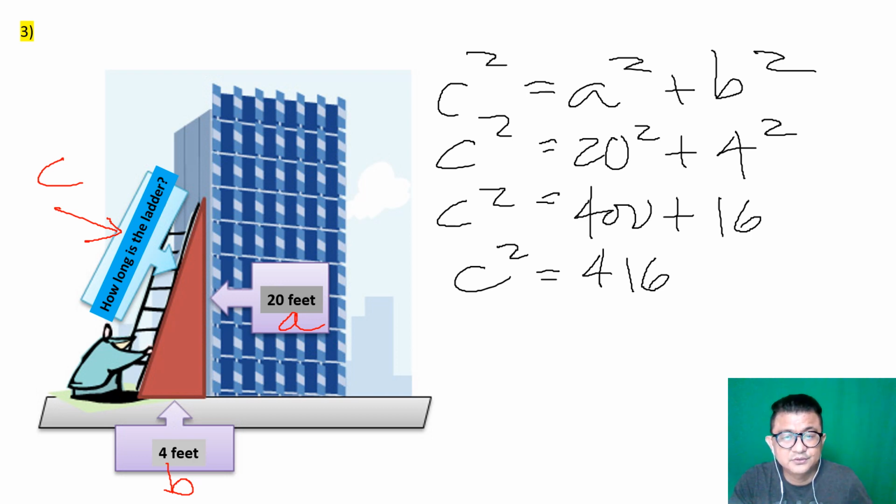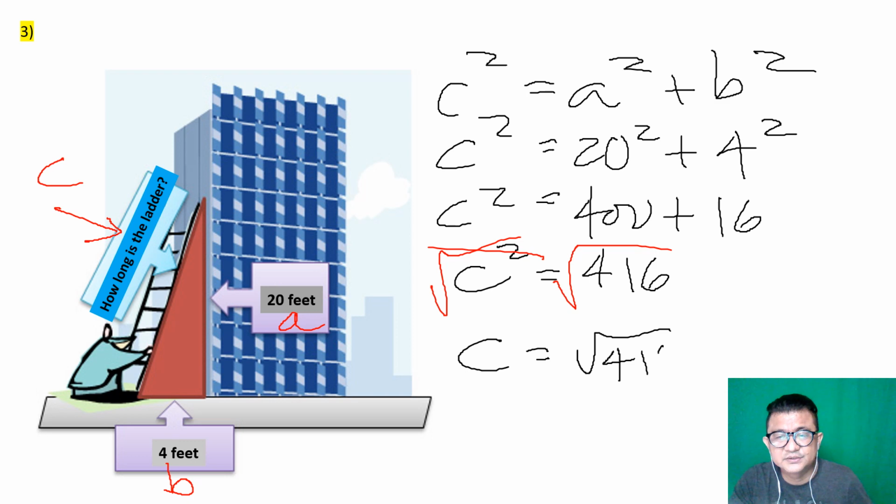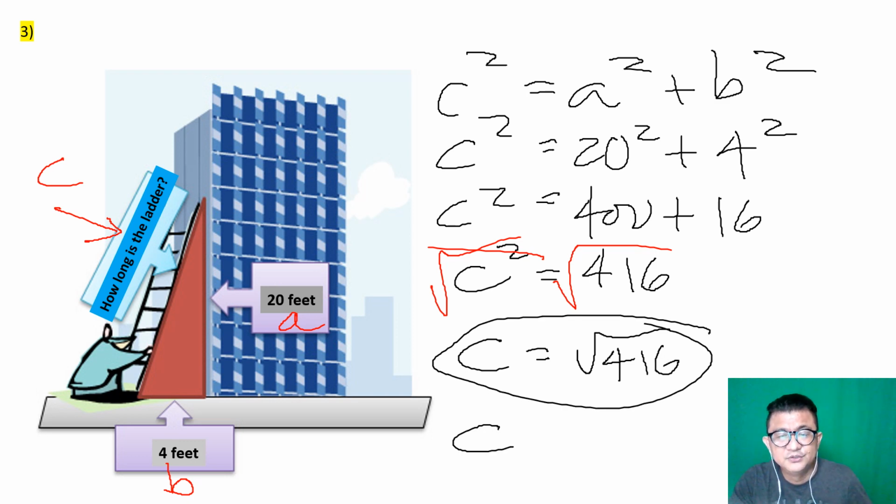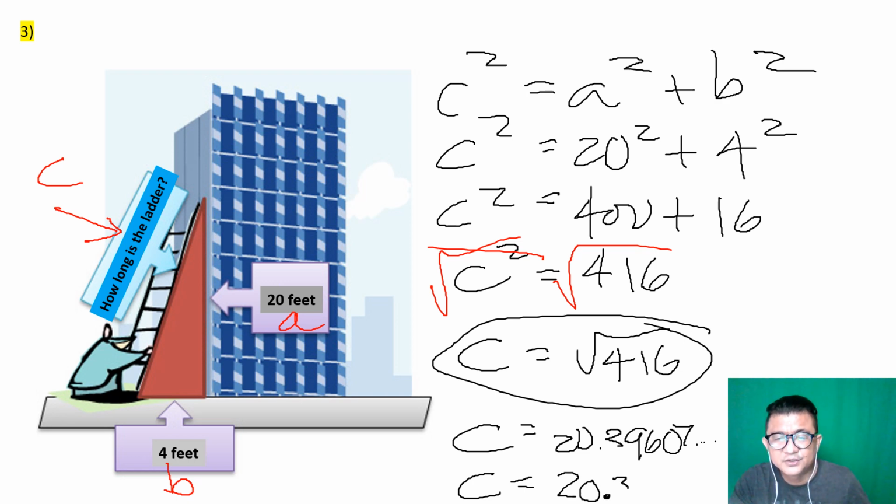Oh, not yet. You got a square root on the left, square root on the right. That cancels out. C is equal to square root of 416. You could leave it that way, or you might want to use your calculator. 416 square root will give you a long number, 20.39607. Depending on the teacher's instruction, just round it. Let's say round to the nearest tenths. So I'm going to use 20.3 feet.